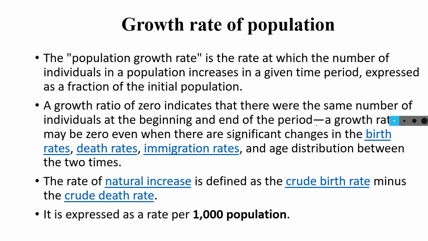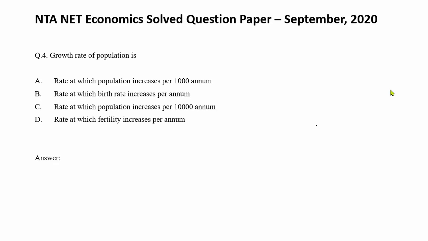Now let's get back to the question. Having understood all this, the question was what is the growth rate of population, and we know that the growth rate of population is the rate at which population increases per 1000 per annum. So the answer is number 1. Fine.